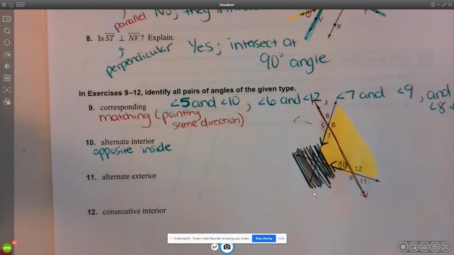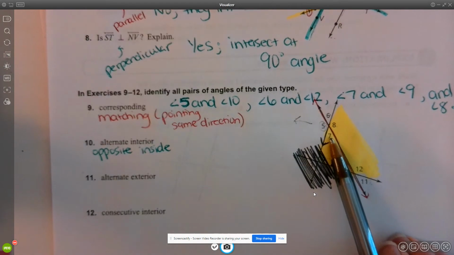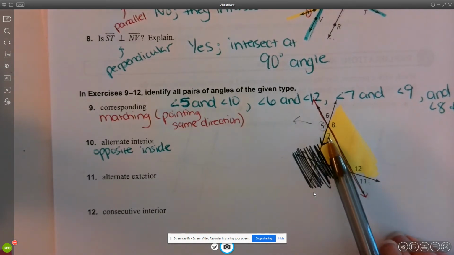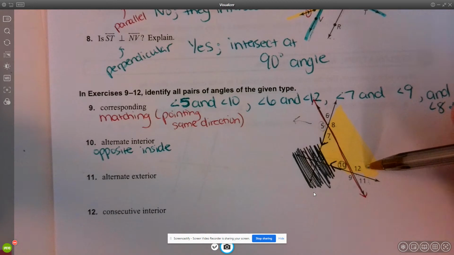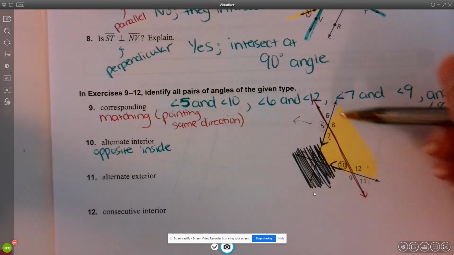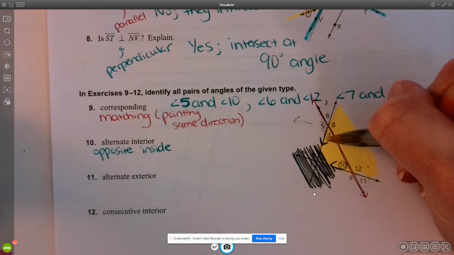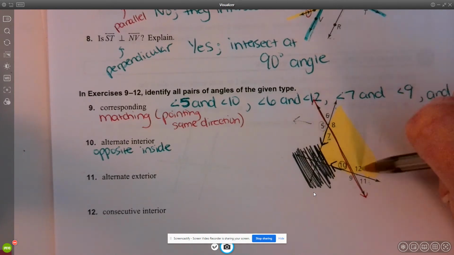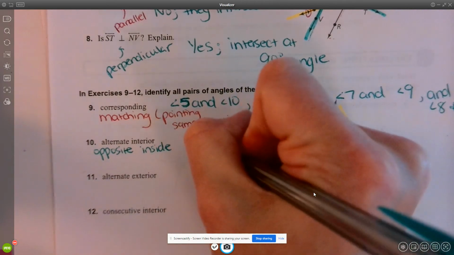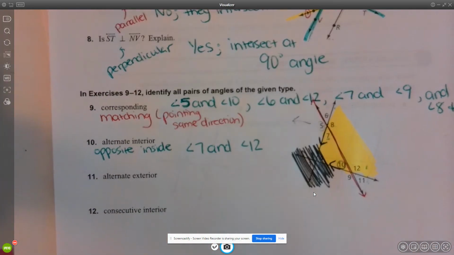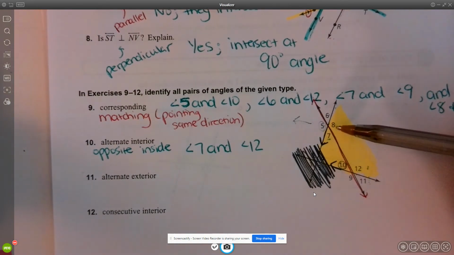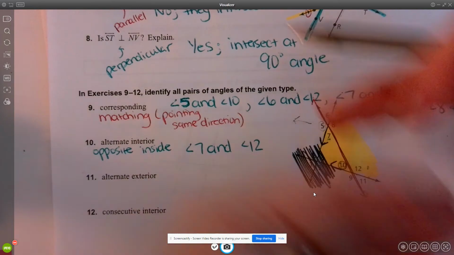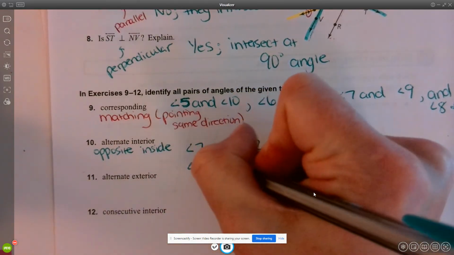So alternate interior, angle 7's an interior angle. Its alternate interior pair would be the angle that's on the opposite side of the transversal that is also inside the 2 lines in my yellow space. So angle 7 and angle 12 are alternate interior angles. They are both inside the 2 lines on opposite sides of the transversal. The other pair of alternate interior angles would be 8 and 10. They are on opposite sides of the transversal inside the two lines, inside the yellow space.